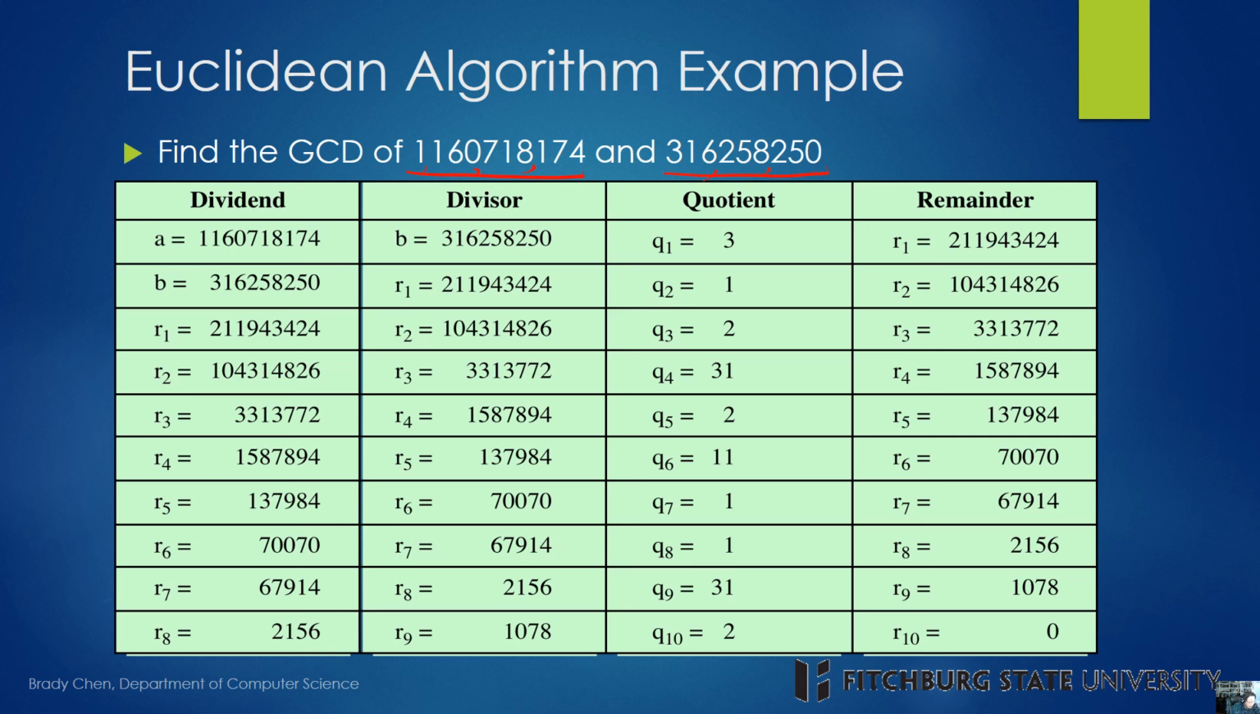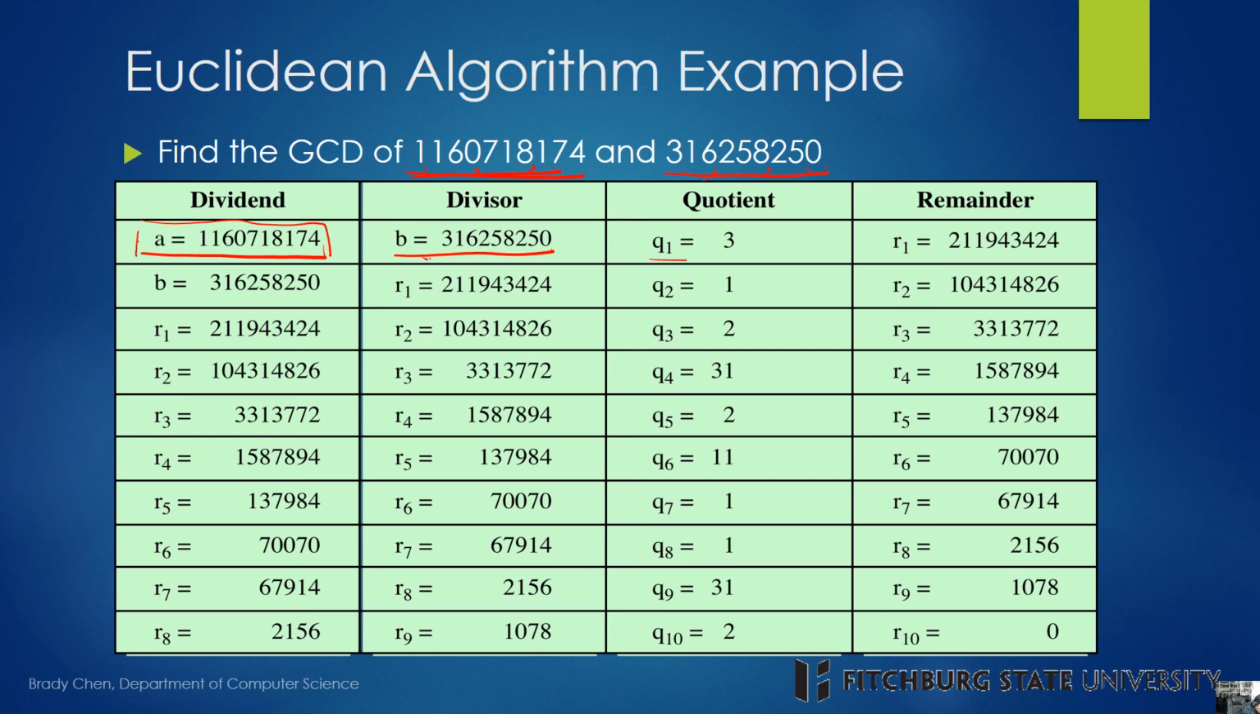Now using the Euclidean algorithm, we can repeatedly use the formula to reduce the problem into the greatest common divisor problem of a smaller number. So let's say A is this number, the bigger number, and B is the smaller number. The first number is bigger than B because it has one more digit. So the first thing we're going to do is divide A by B.